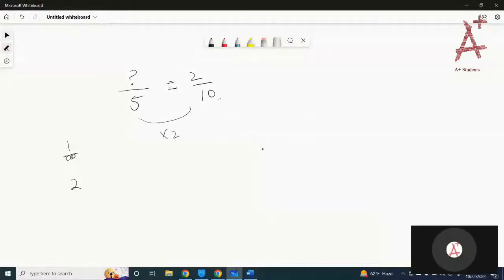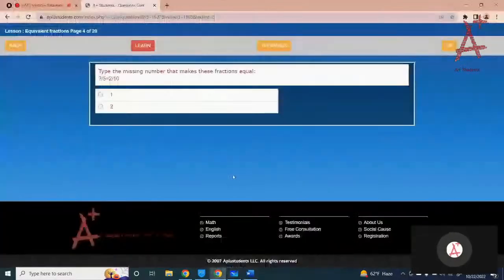Now we have to look for a number that when multiplied by 2 makes equal to 2. What number times 2 equals 2? 1 times 2 equals 2. Got it? That means the missing number is 1. So select the correct option and then click on the OK button.